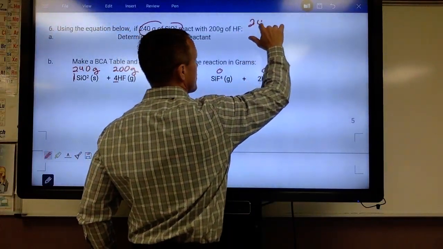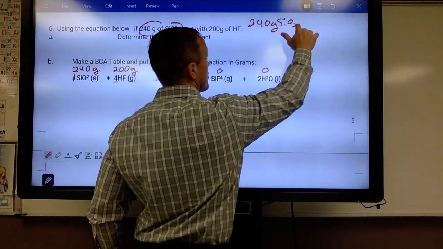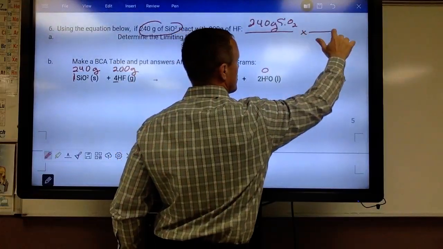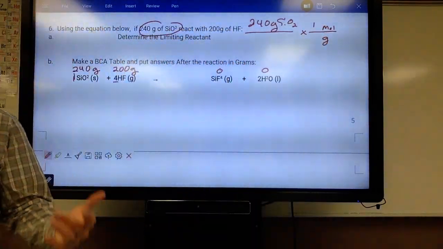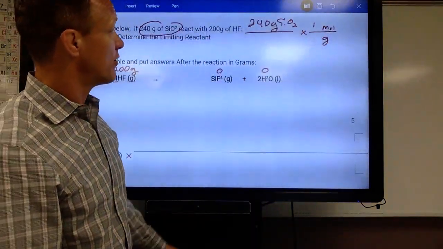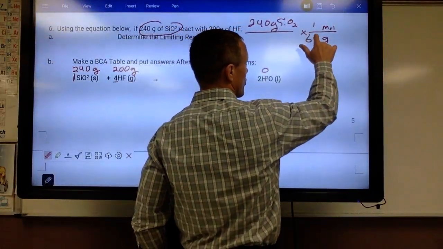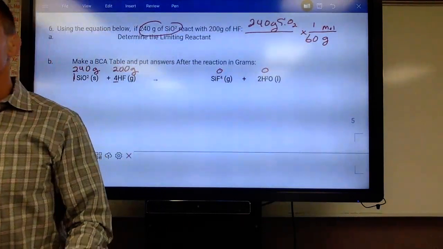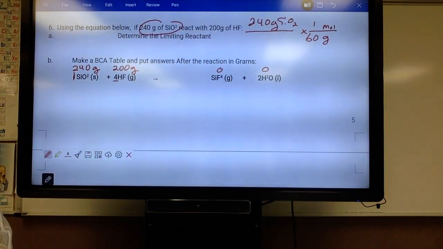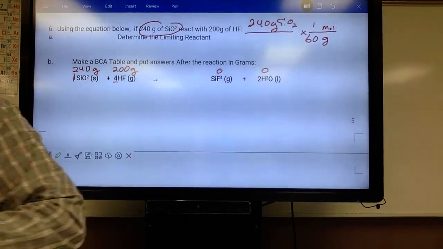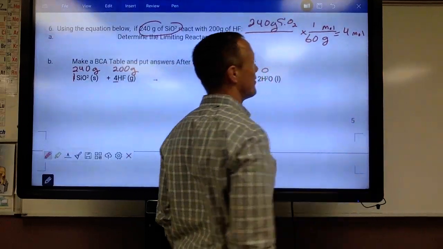So 240 grams of SiO2. Convert grams to moles. So just divide by the grams in the periodic table. And for SiO2, if you add up 1 Si and 2 oxygens, it is 60. I picked a number that works out well. What's 240 divided by 60? 4. Same thing as 24 divided by 6. Okay, 4 moles.